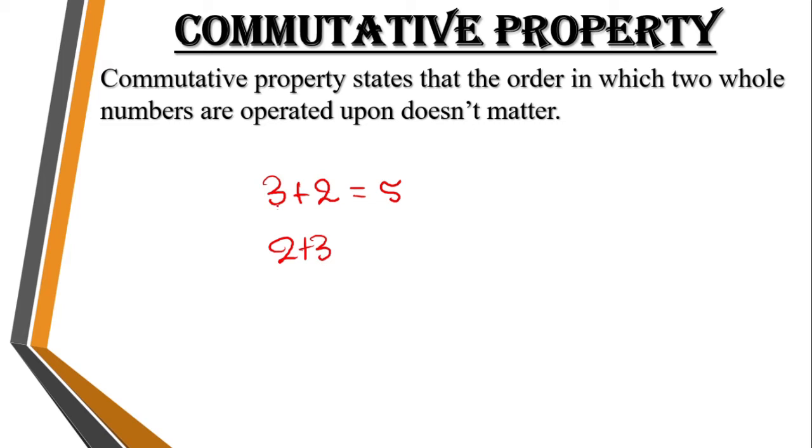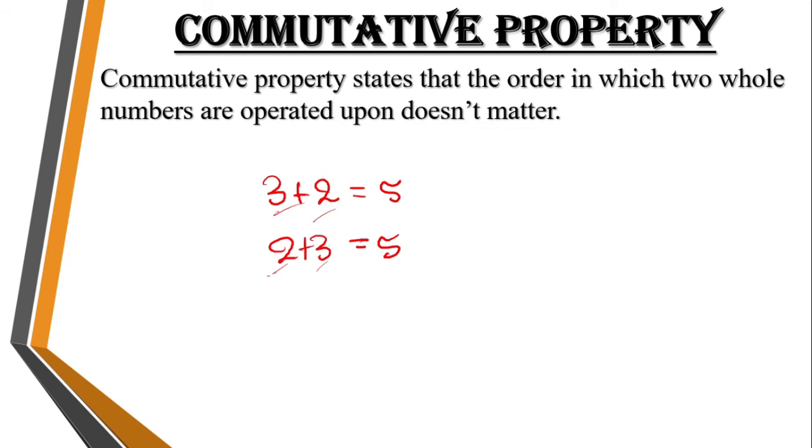So what am I doing here? First, I'm adding 3 plus 2. But here I'm interchanging: 2 will come here and 3 will come here. We are just interchanging, but if we do 2 plus 3 also, we will get 5 only. Why are we getting 5 in both cases? Because addition holds true for commutative property. If we arrange the numbers in a different order and the answer comes the same, then that operation holds true for commutative property. And if it doesn't, it doesn't hold true for commutative property.